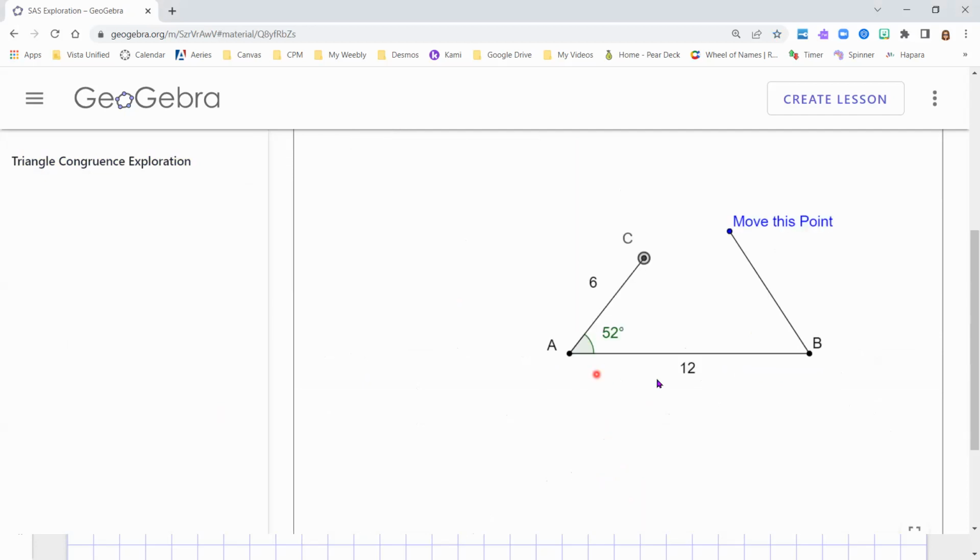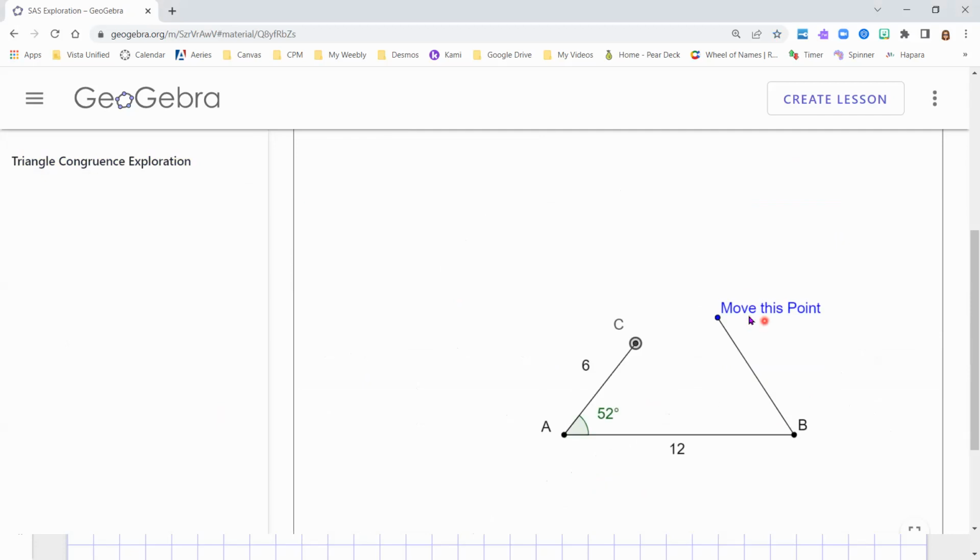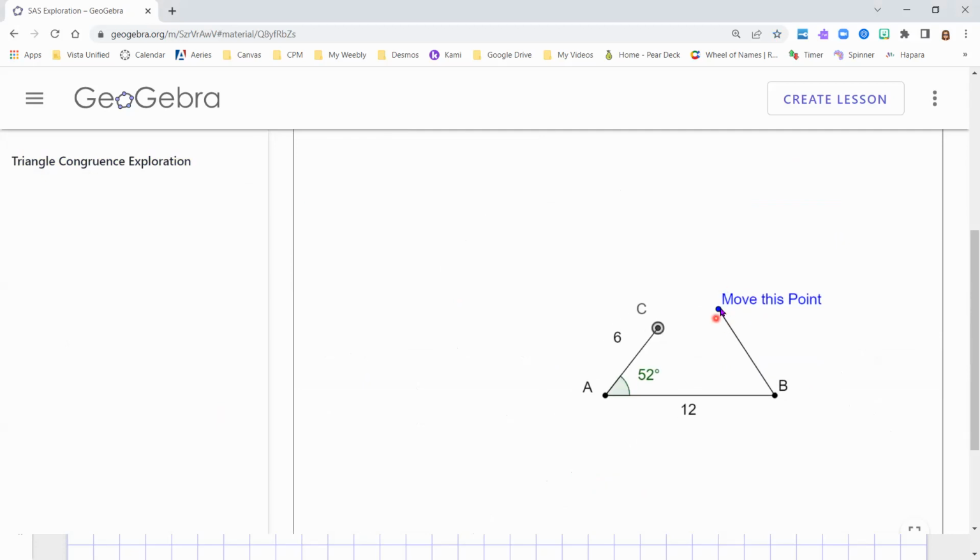I cannot move point C around. It is set. Now, this side here is not determined. So again, what's determined is this side 6, this side 12, and the angle that's in between. They're kind of already set at a hinge that I can't move. This one, I can move this hinge. What I'm trying to do is move it until it forms a triangle.